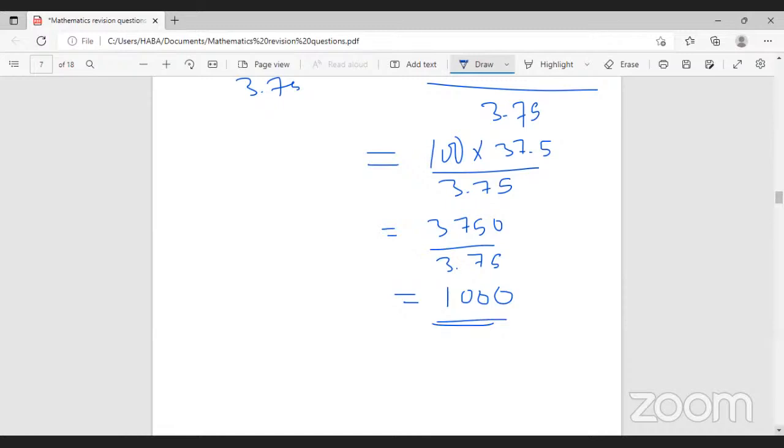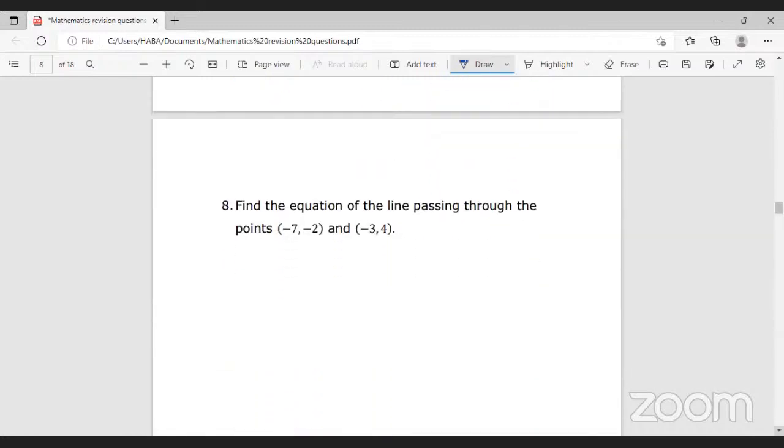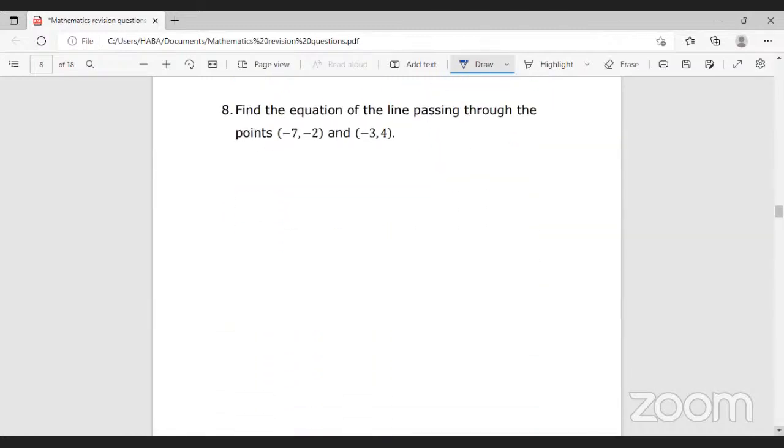We got another number? This is a very simple one. Find the equation of the line passing through the points (-7, -2) and (-3, 4). Do we know that? Yes. Okay, so we can skip it. Let us do it.